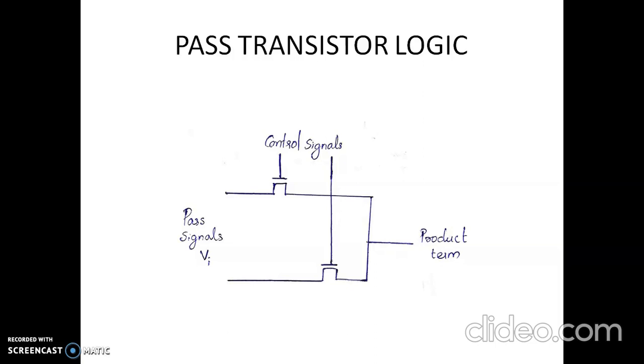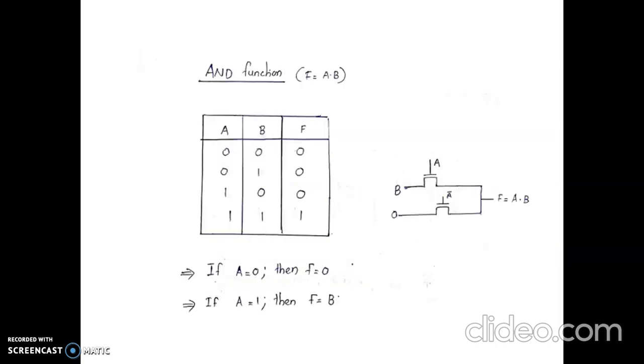Then we go through an example. AND function, F is equal to AB. Here A, B: 0 0 gives 0, 0 1 gives 0, 1 0 gives 0, and 1 1 gives 1. Then how to implement it? First draw these two transistors. The basic step is to write either A or B here. Make sure that if we are writing A, then A complement comes here. Similarly, if we are writing B, then B complement comes here. So here I am taking A and A complement.